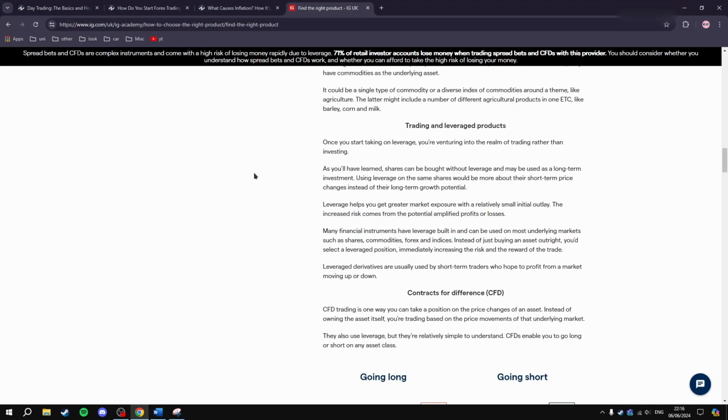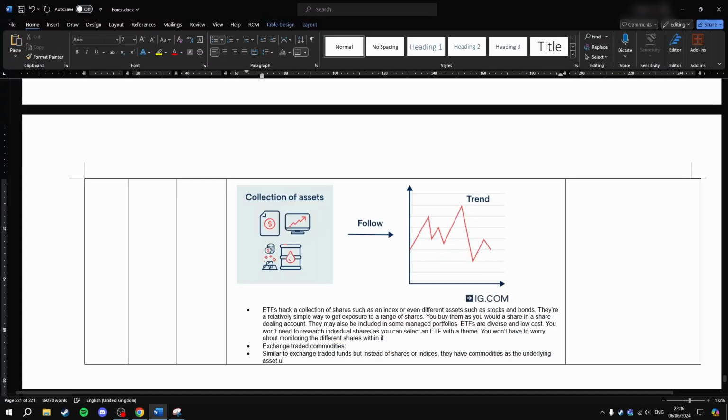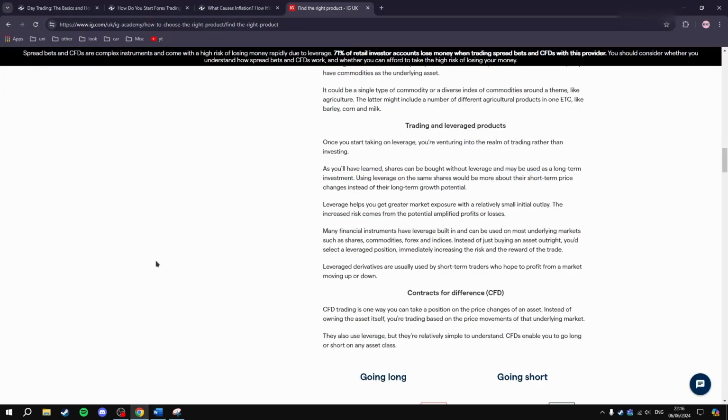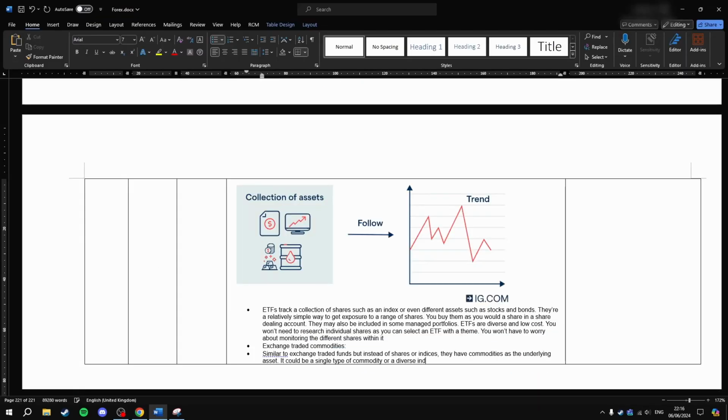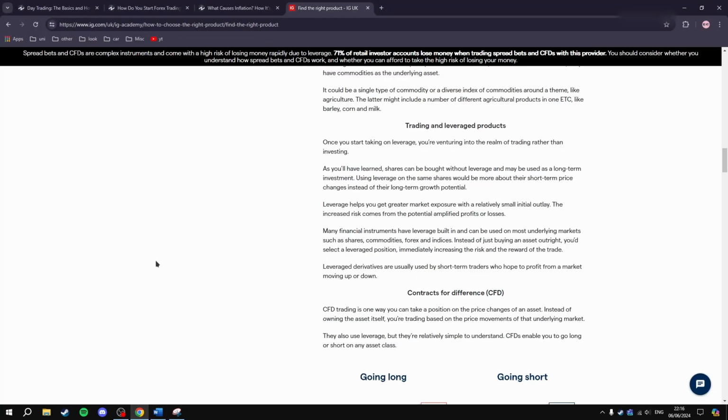It could be a single type of commodity or a diverse index of commodities around a theme, like agriculture. The latter might include a number of different agricultural products in one exchange traded commodity, like barley, corn, and milk.